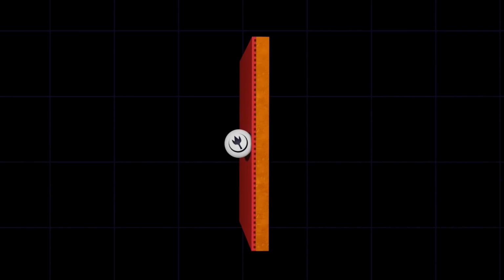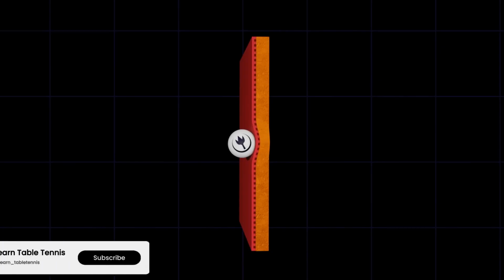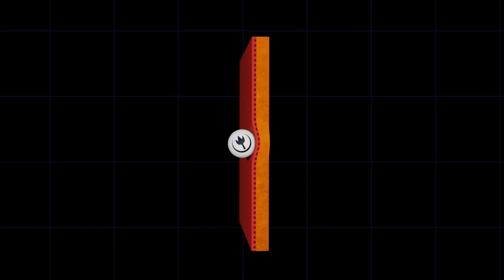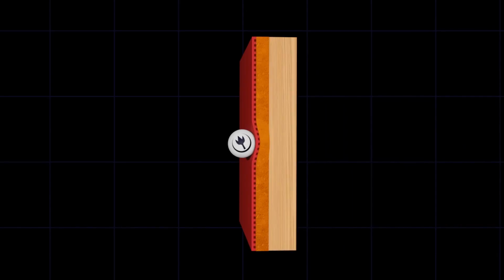The sponge is the middle layer, which allows the rubber to deform more upon impact, increasing the contact time and enhancing the transfer of spin. The thicker the sponge, the more friction the rubber can exert on the ball, resulting in greater spin generation. And finally, the wood. This is the core of the racket, the most rigid layer, which creates a harder and faster rebound when interacting with the ball, minimizing its interaction with the rubber.